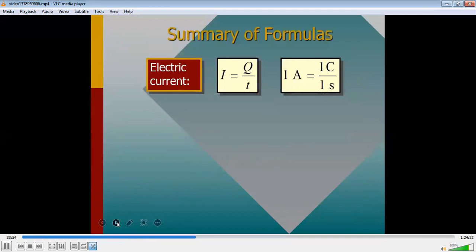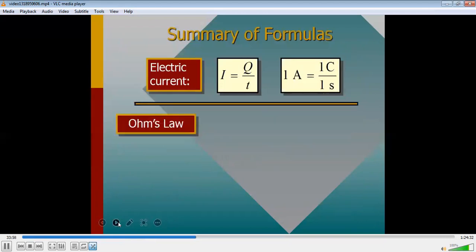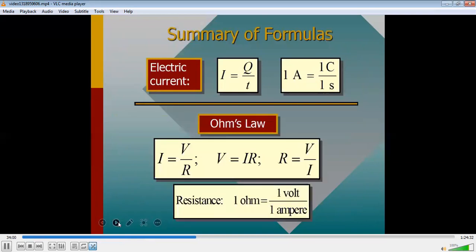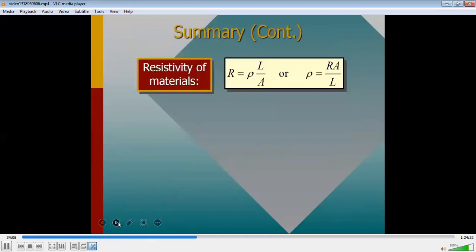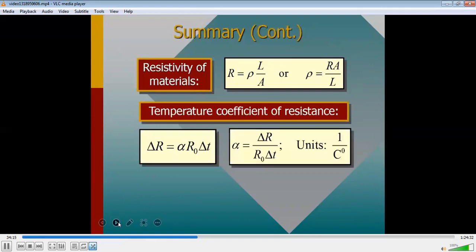Now, a summary of the formulas we have used in this slide. Electric current: ampere equals Q by T, so one coulomb per second is called ampere. Then Ohm's law, in three forms. Now what is the specific resistance? R equals rho L by A, and rho equals RA by L. We have solved some real life examples using these formulas.